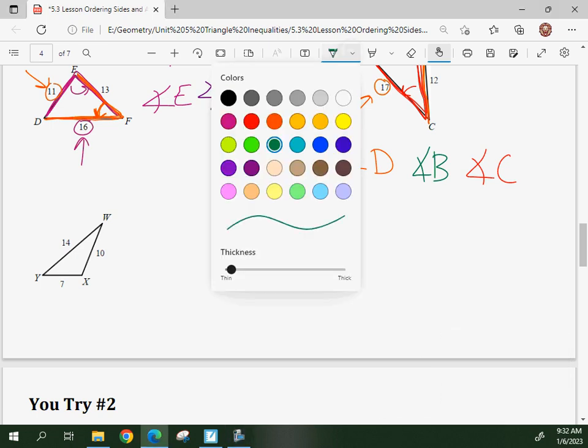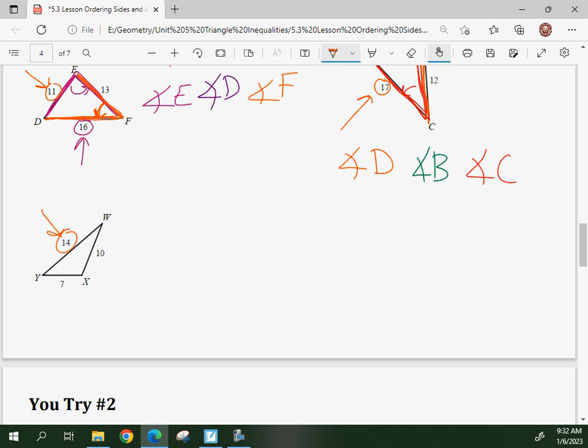Let me do one more. I'm still going from greatest to least, so I'm going to find my biggest side. That means it's related to angle X. That's my biggest angle.